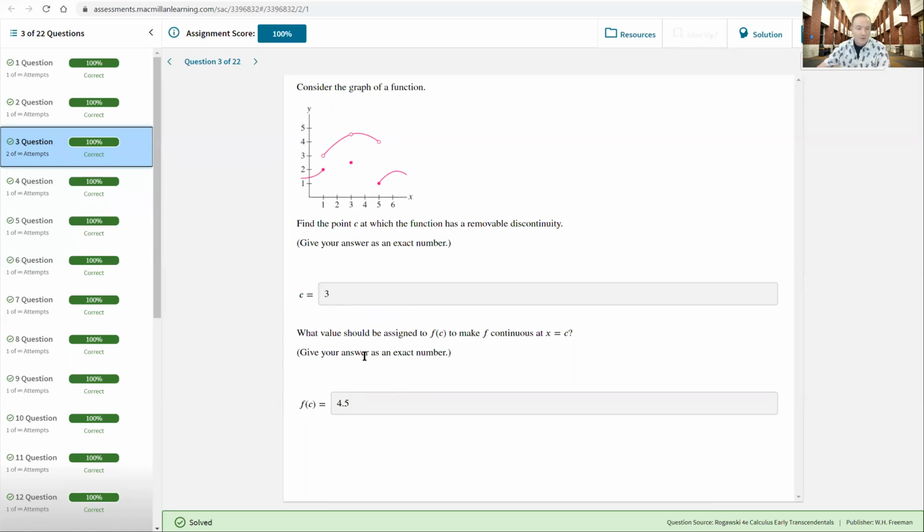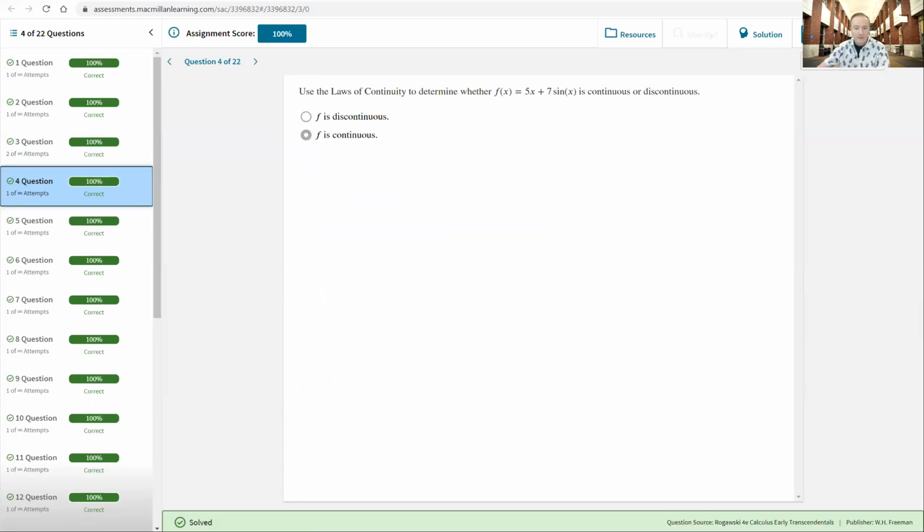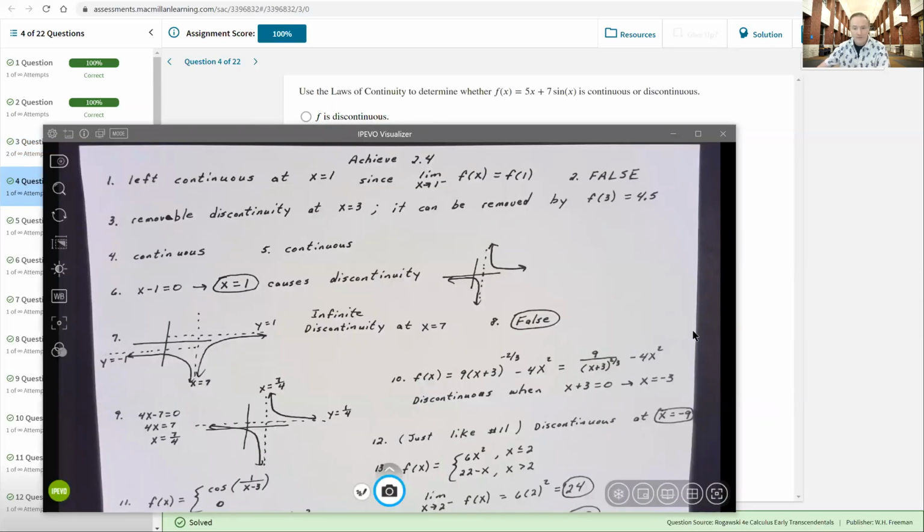Now, in order to remove that, what value should we make f of c equal to? And if you track this open circle back over to the y-axis, it looks like it's right in between 4 and 5. And sure enough, it was. It's 4.5. All right. For the next one here, let me bring back up this.